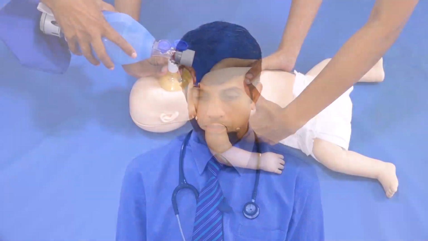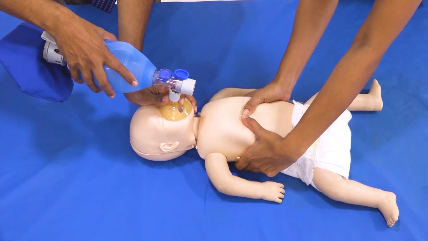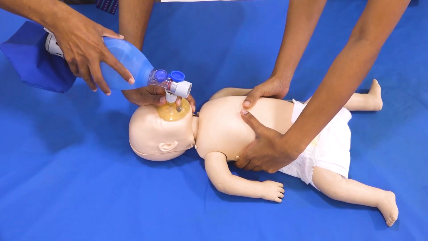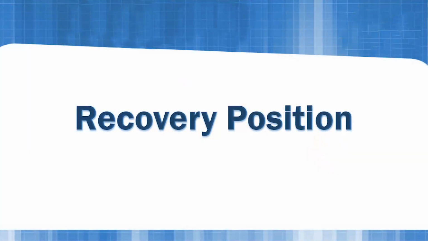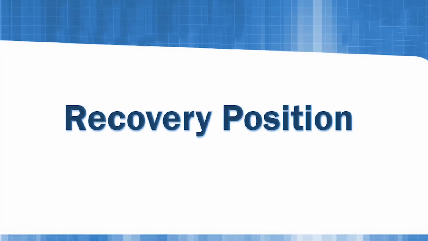Let's now see how we can deliver combined chest compressions and rescue breaths to a child with no signs of breathing and no central pulse. 1, 2, 3, 4, 5, 6, 7, 8, 9, 10, 11, 12, 13, 14, 15. Squeeze 1, squeeze 2. Once you confirm that there is evidence of breathing and the central pulse is present, then you can place the child in the recovery position.